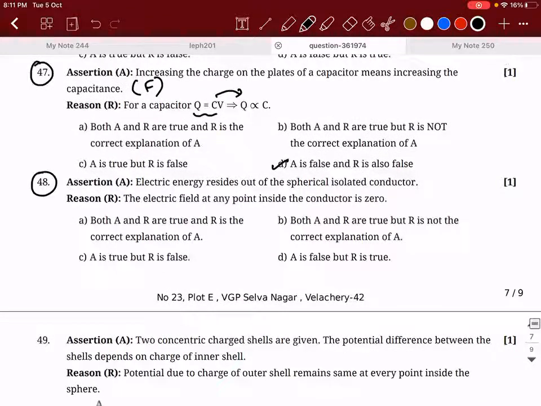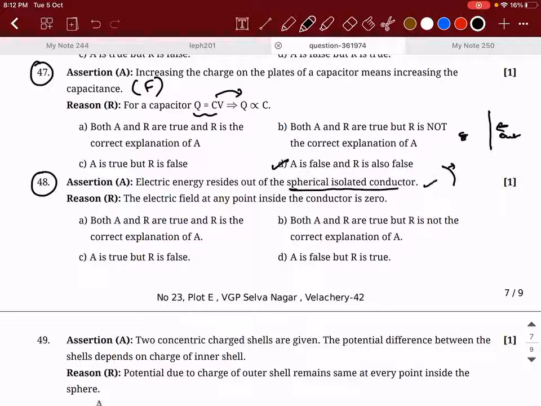Assertion: electric energy resides outside of the spherical isolated conductor. Is that right? Sir, you can say on the conductor, no, sir. Why, outside means is it wrong? On the surface is also outside. The surface is outside only. If you keep this as a barrier, this will be out. That out can be on the surface also, and this will be inner. Correct?